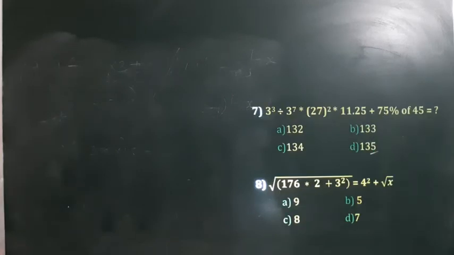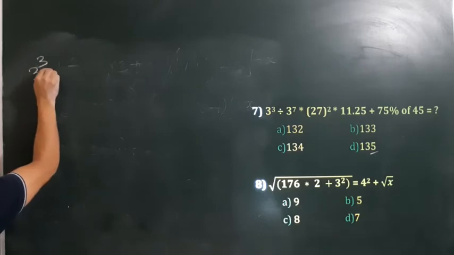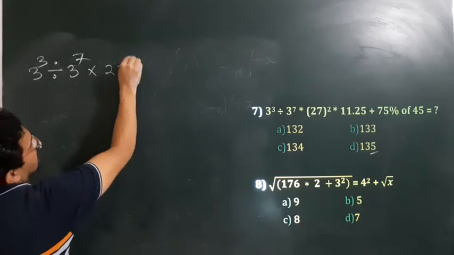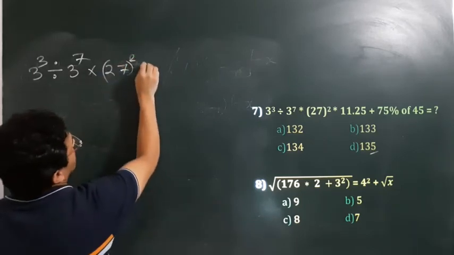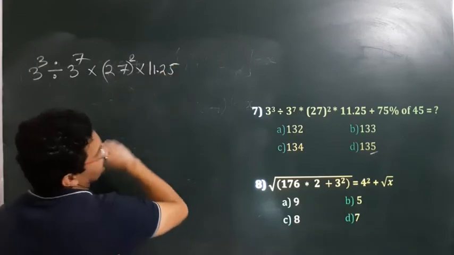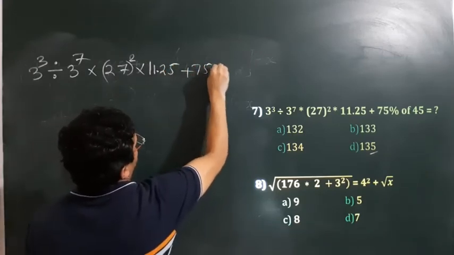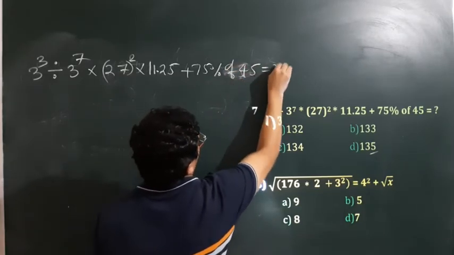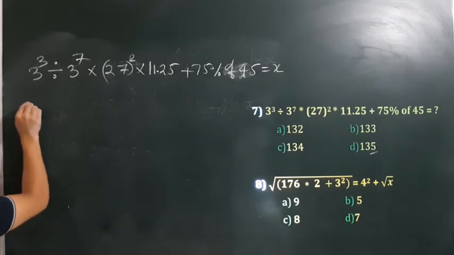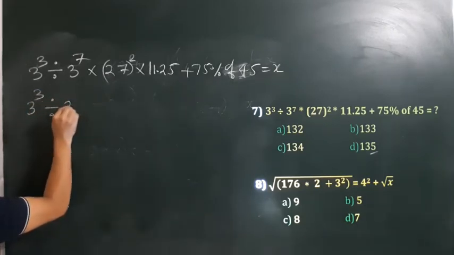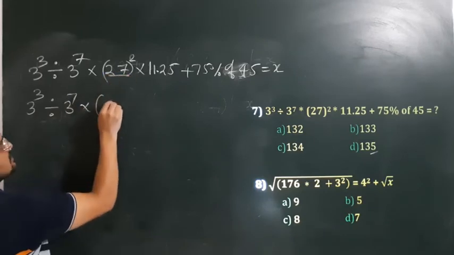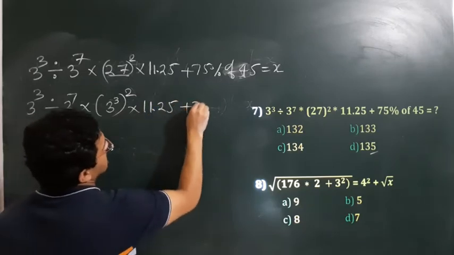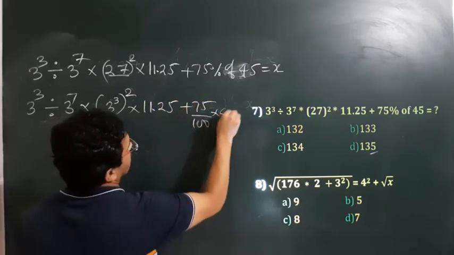Next, 7th: 3 cube, whole divided by 3 raised to 7, multiplied by 27 square, multiplied by 11.25 plus 75% of 45. 75% of 45 is equal to how much? Now it is also very simple. 3 raised to 3 as it is, 3 raised to 7 multiplied by 27, where 27 is nothing but the cube of 3, multiplied by 11.25 plus 75% of 45.